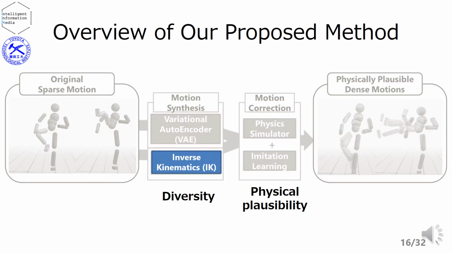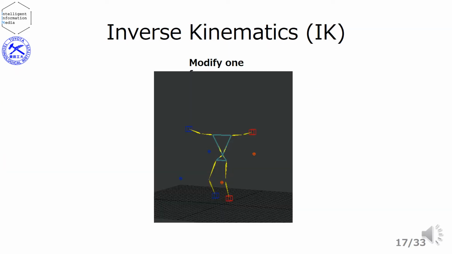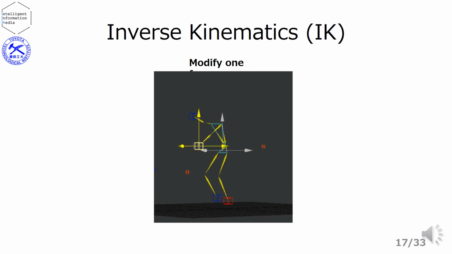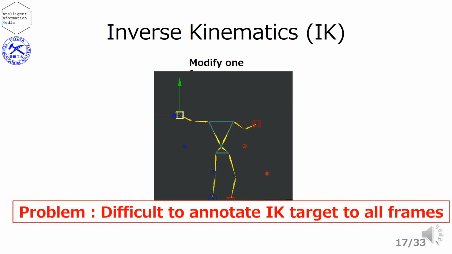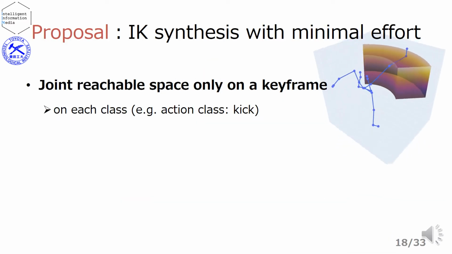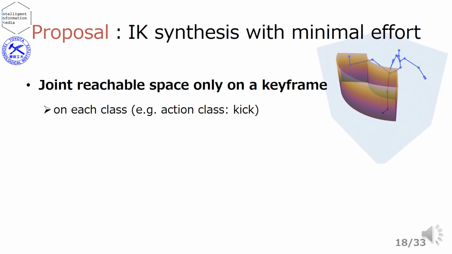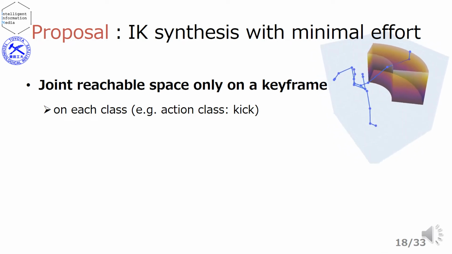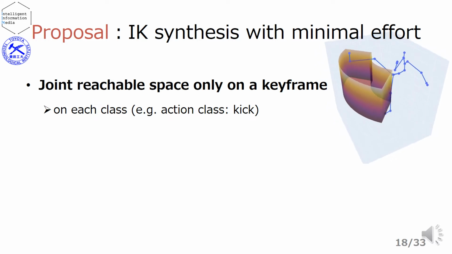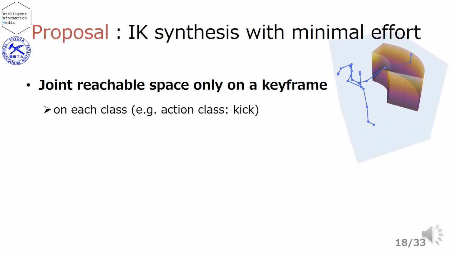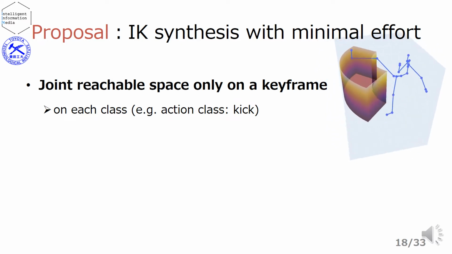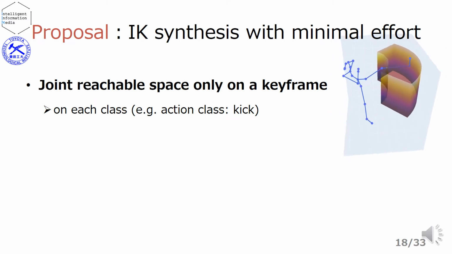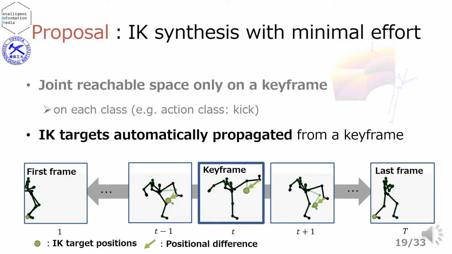Next, let me elaborate on our IK motion synthesis. IK can modify the posture so that a specified body key point reaches a target position defined by a user. However, it takes huge cost to manually annotate IK target positions for all frames in all training sequences. To avoid this huge annotation cost, we propose IK with minimal annotations by only defining a joint reachable space. First, we define a joint reachable space for each action class in its keyframe. The keyframe might be defined so that the joint reaches the farthest position. This figure shows an example of the reachable space in a kick class. From this space, we sample the IK target position.